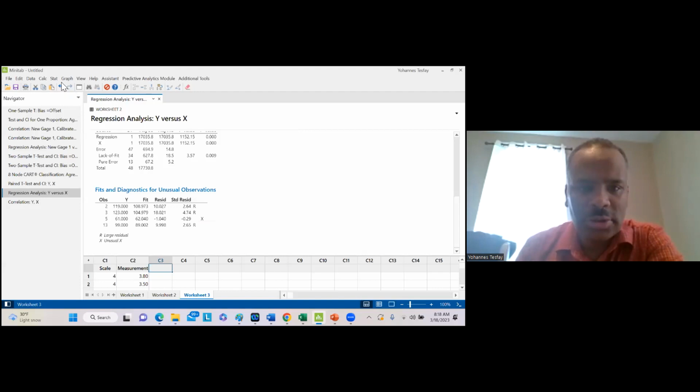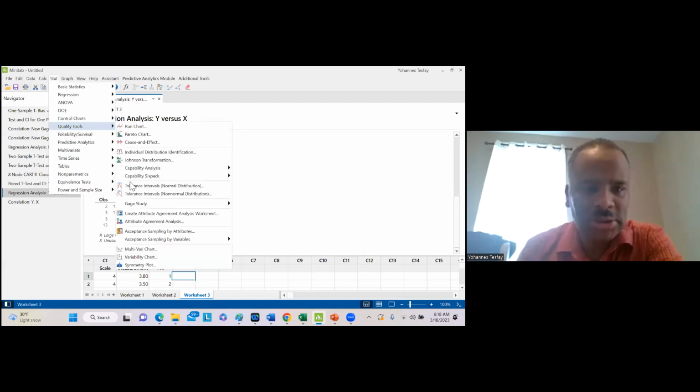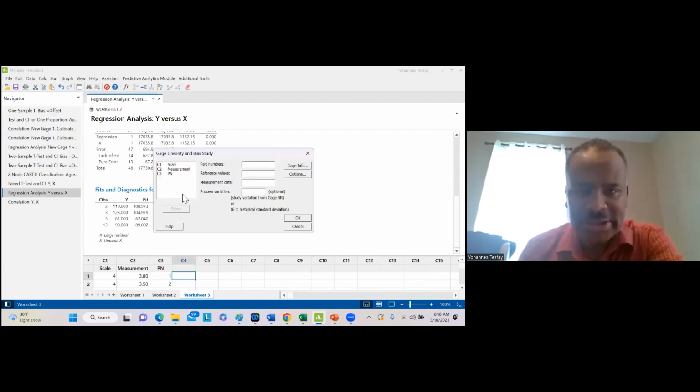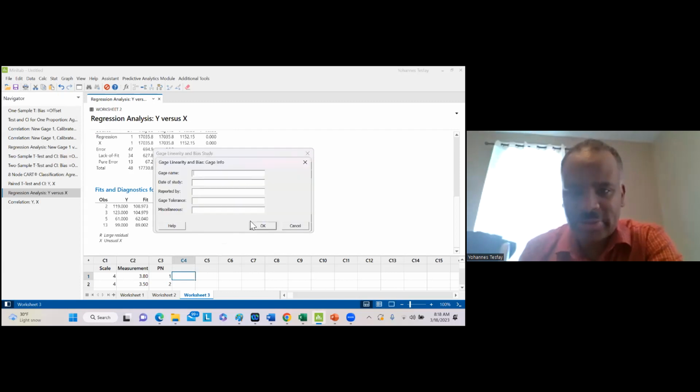So now, okay, this is quality tools, gauge study, linearity. Okay, so part number, let's say PN, and the scale is a reference value. And measurement data, then we're going to put that one. Process variation, I don't put that. Gauge information or whatever you're going to put here. Gauge name, gauge X, some stuff.